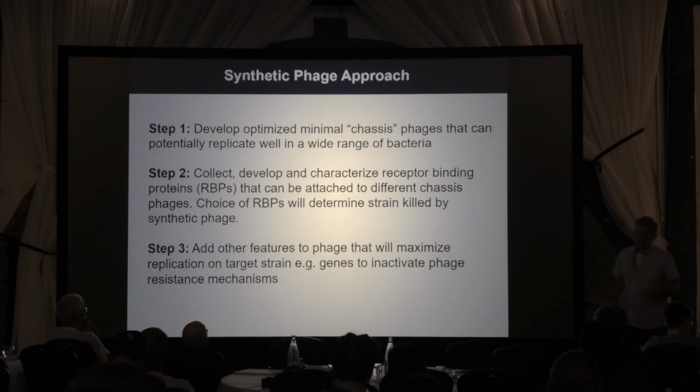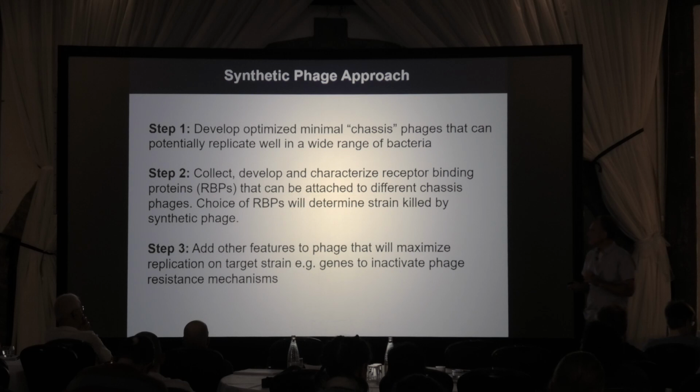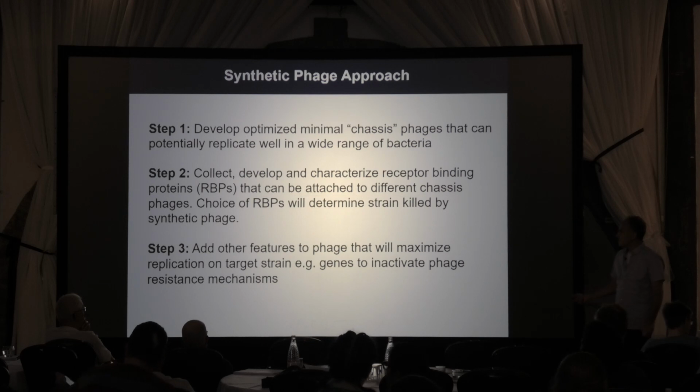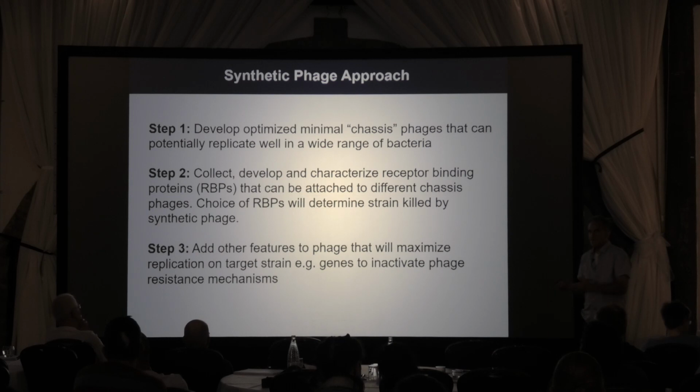So our strategy in the long term of the kinds of phages we'd like to use for phage therapy is to first develop some optimized minimal chassis phages. So these are phages where we strip away all the unnecessary stuff and get it down to what we need for lytic growth, and then we can add back the things that we want to kill a particular strain of bacteria. In particular, we need to have the right receptor binding proteins, and also we can add other features to this chassis that will be optimal for a specific strain.